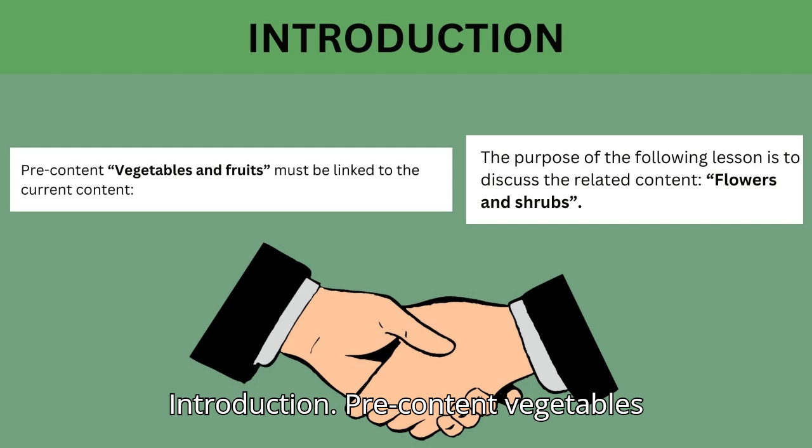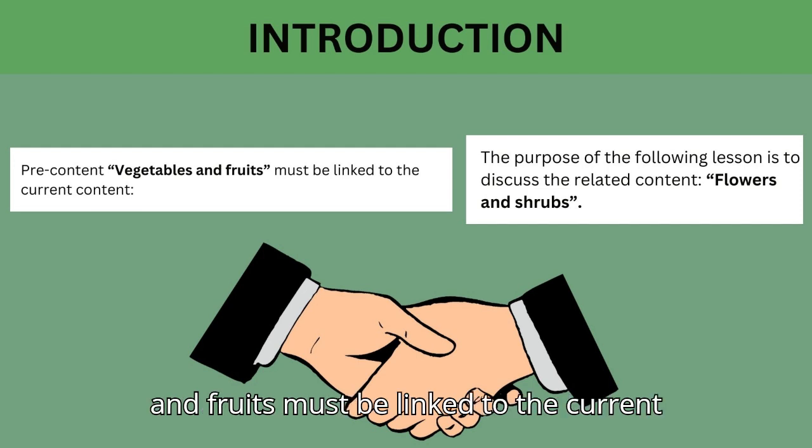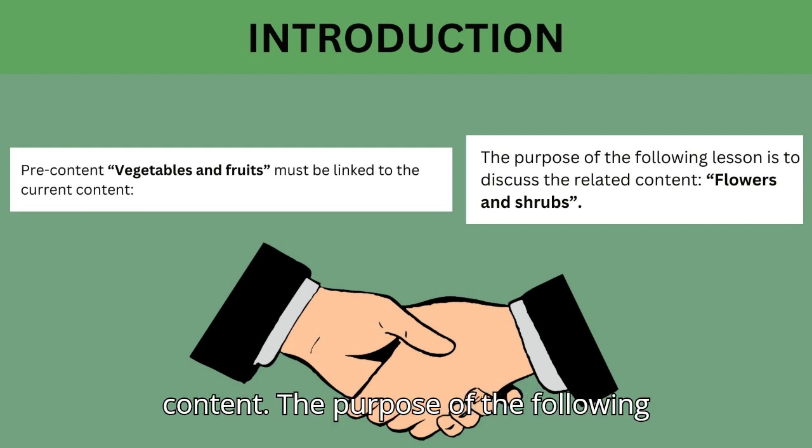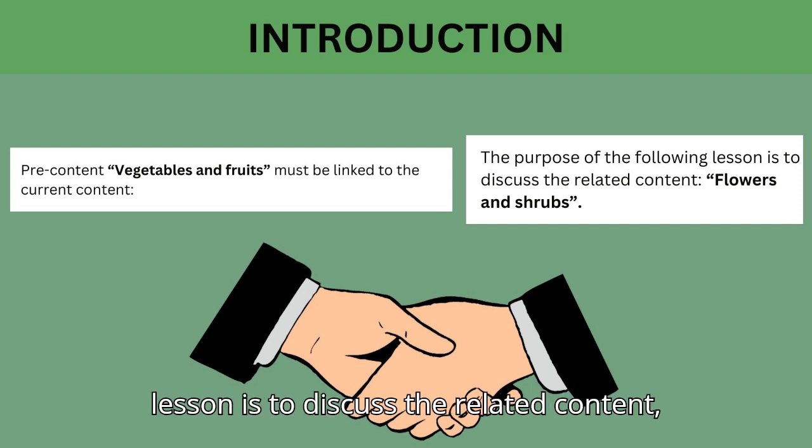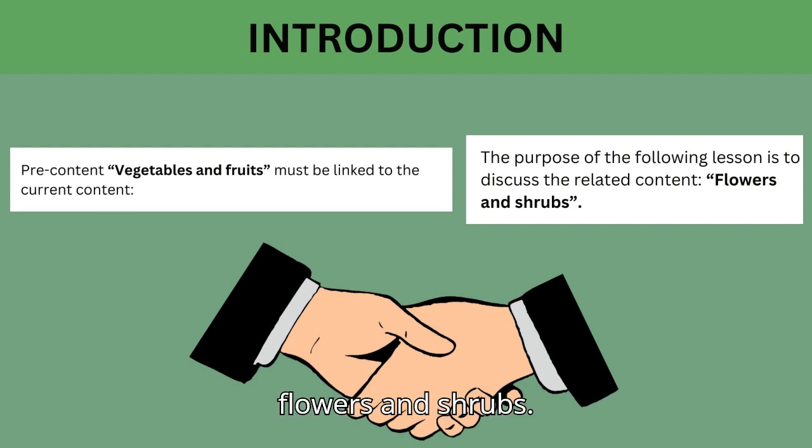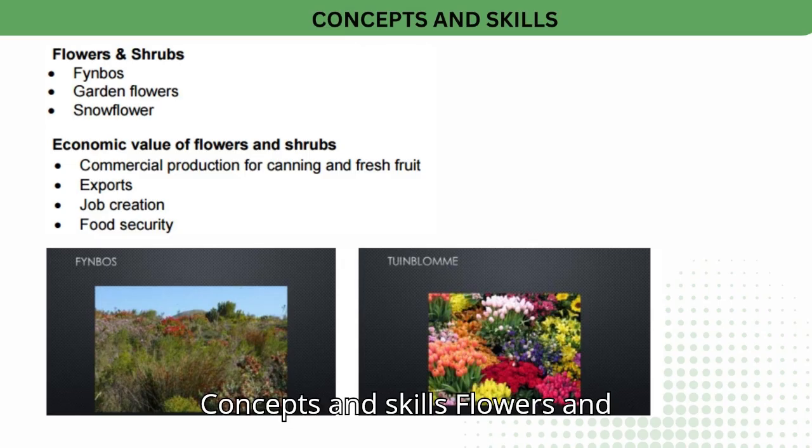Introduction. Pre-content, vegetables and fruits, must be linked to the current content. The purpose of the following lesson is to discuss the related content, flowers and shrubs. Concepts and skills. Flowers and shrubs.